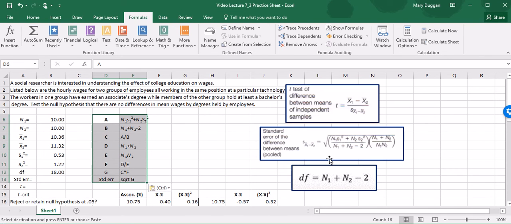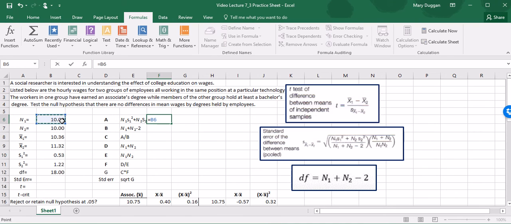So the first step is going to be to find the numerator of this side of the equation. So that is the n of group 1 times the variance of group 1 plus the n of group 2 times the variance of group 2. Let's plug that in. N of group 1 is 10 times the variance of group 1 plus the n of group 2 times the variance of group 2. And that gives me a figure of 17.50.